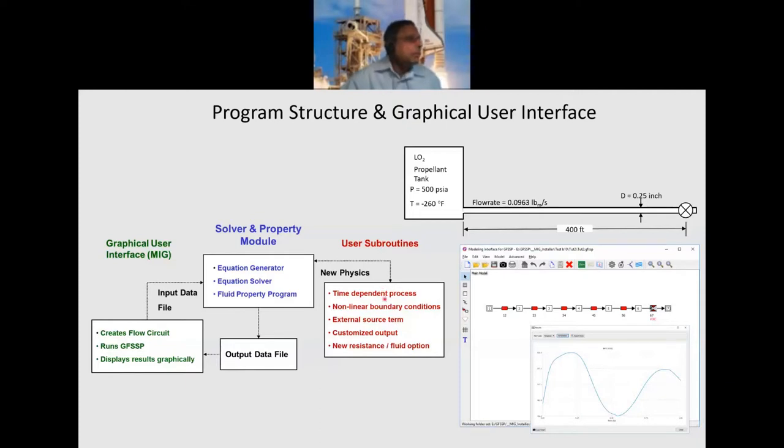They are called from the source program, and it is called at different places. So depending upon what you want to do, you can put your coding and you can enhance the capability.